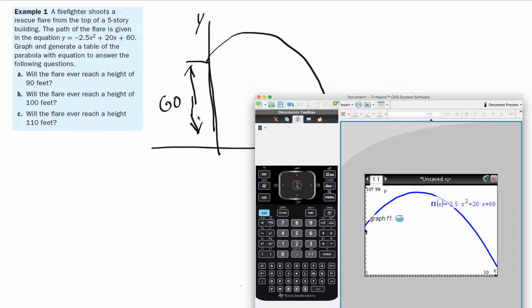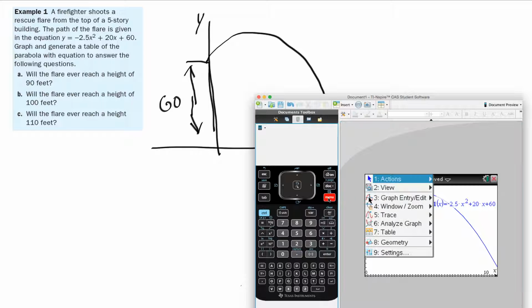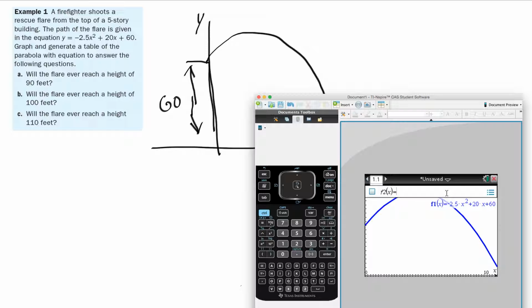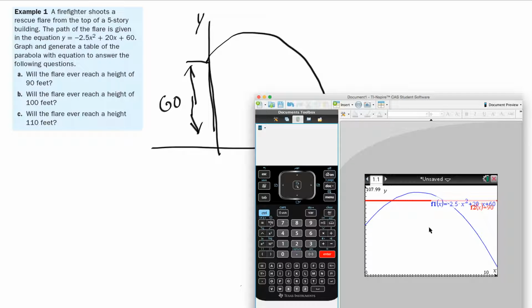Will the flare ever reach a height of 90 feet? Well, the first thing I want to do, if I look at the graph, is put in a function, and that function is going to be 90, and enter, and I can see that yes, it will indeed. And if I wanted to know where, I can find that out by using my intercept graphing. But right now I've been asked, will it ever hit? And the answer is yes, it'll do it twice. It'll go there 2 times.